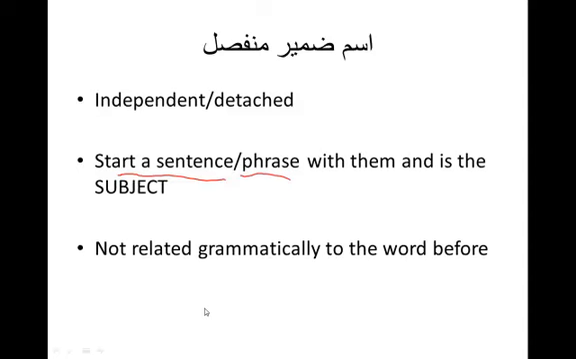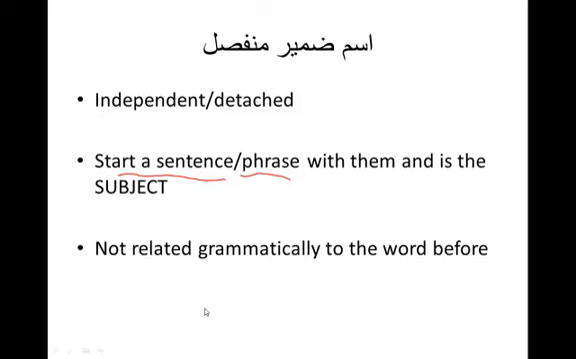I found a ball. I hit it. That is not talking about the ball. It's talking about I. What did I do? I hit it. Then you don't use a detached pronoun. The independent is big. It's strong. The sentence is talking about that word.